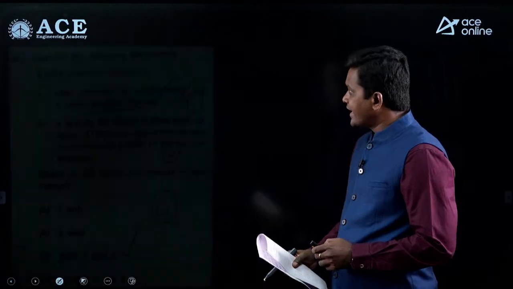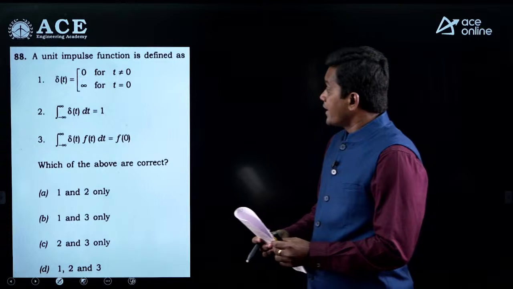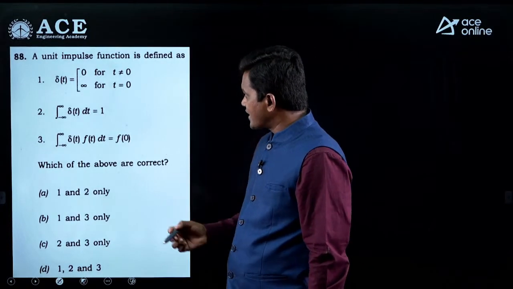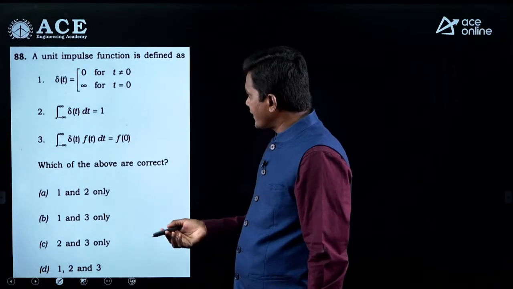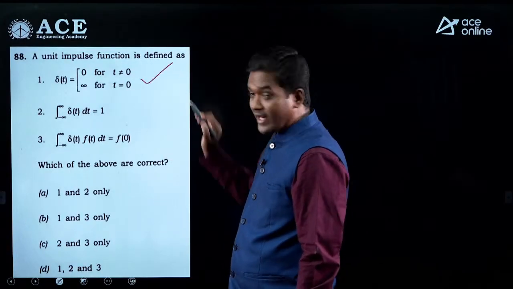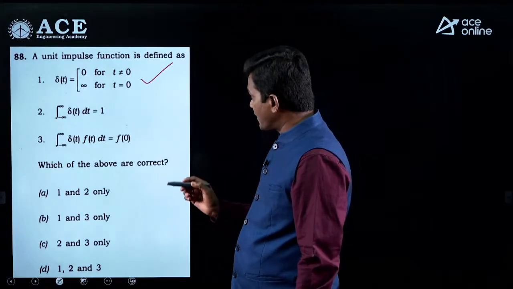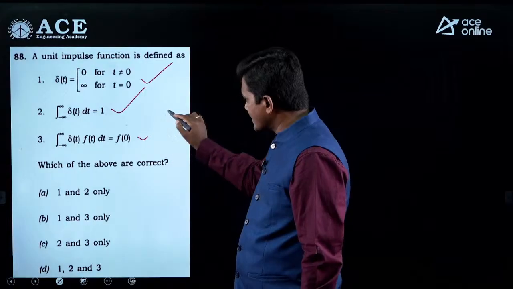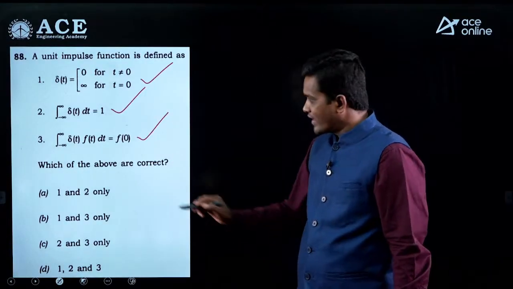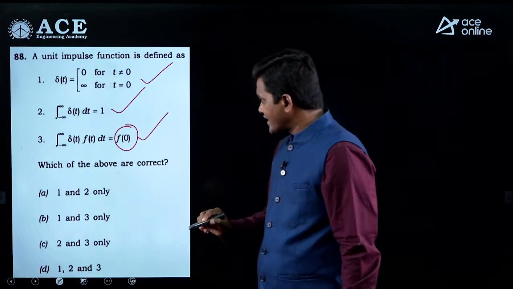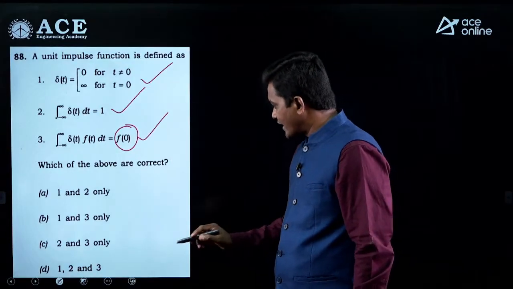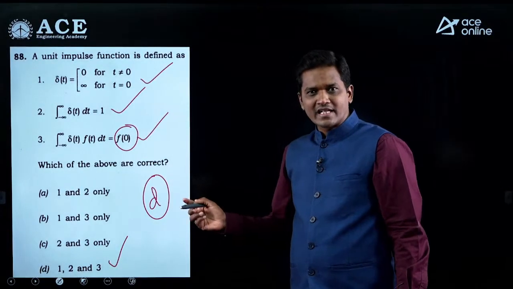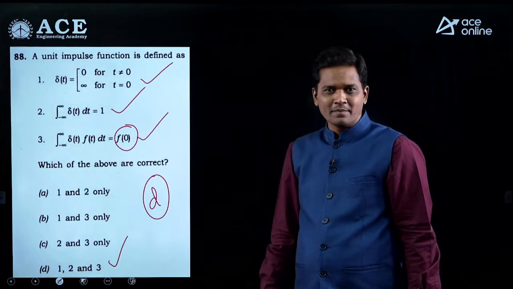Okay, yes. The next one. A unit impulse function is defined as, it is a definition of unit impulse signal: delta of t is 0 for t not equal to 0, infinite for t equal to 0, correct. It is a definition of unit impulse signal, and the area under the impulse signal is 1, correct. And the third one is the shifting property of the impulse signal. What is the t naught value here? So f of t naught is correct. So all the three statements are correct. So the right option is D. So these are questions from the signals and systems subject.